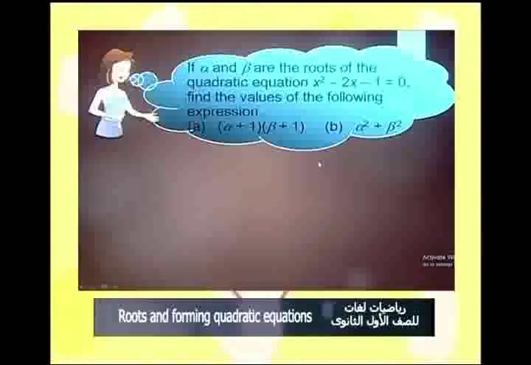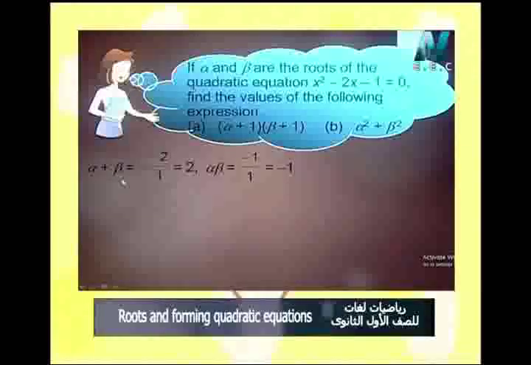So pay careful attention to us. Here alpha plus beta, which is the sum of these two roots, equals negative b over a, which will be 2 over 1, which is 2. And alpha beta, which is the product, equals c, which is negative 1, over a, which is 1. So the answer will be negative 1.